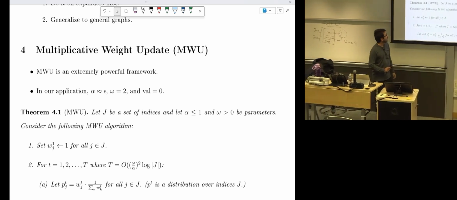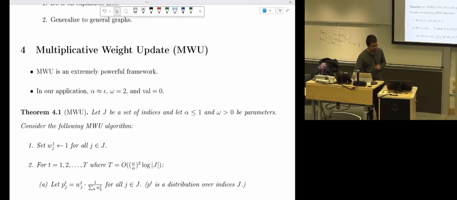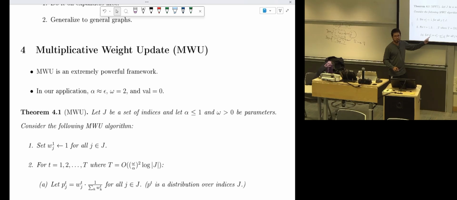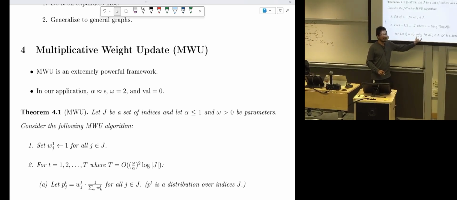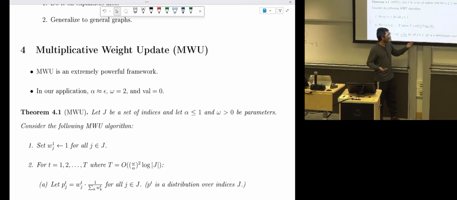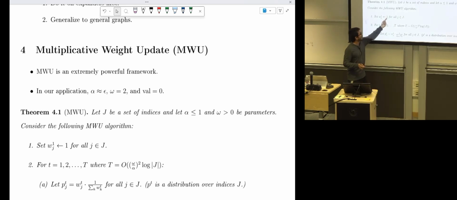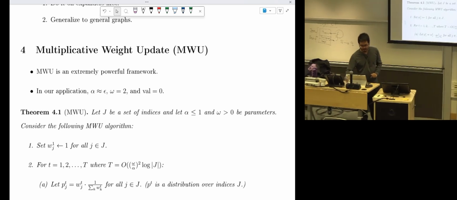And in each round, what will happen is this. Just compute this distribution. It's just the weight scaled down by the sum of the weights, so it's basically a normalized weight. You can think of this as a distribution over indices, right? For example, in the beginning, the weights are all 1, so this is going to be the uniform distribution.